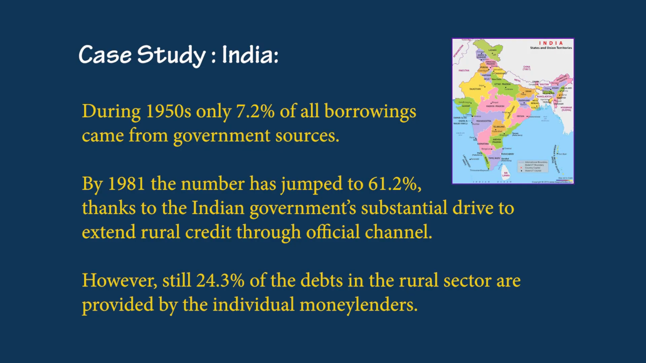What happens in India? In India, during the 1950s, only 7.2% of the total borrowings came from government sources. By 1981, the number had jumped to 61.2%, thanks to the Indian government's substantial drive to extend rural credit through official channels. However, still 24.3% of the debts in the rural sector are provided by individual moneylenders.